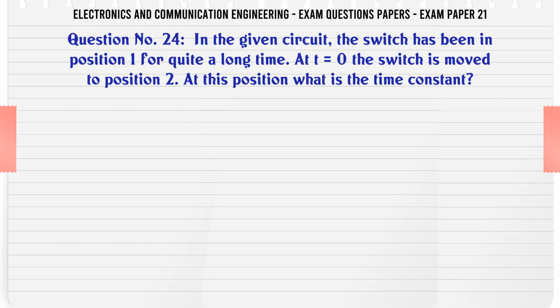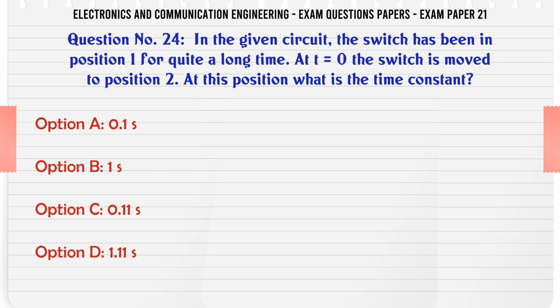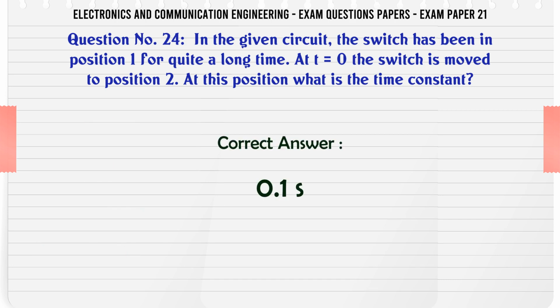In the given circuit, the switch has been in position 1 for quite a long time. At T0 the switch is moved to position 2. At this position, what is the time constant? A, 0.1 s; B, 1 s; C, 0.11 s; D, 1.11 s. The correct answer is 0.1 s.